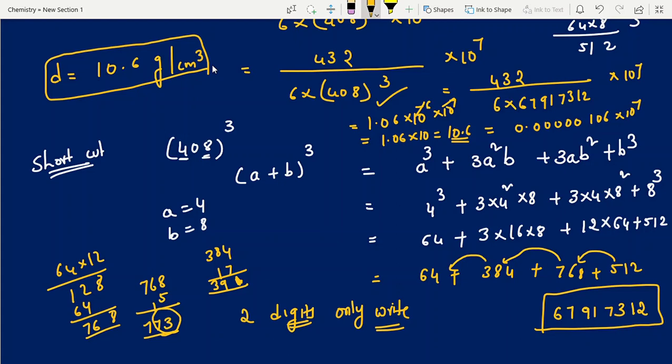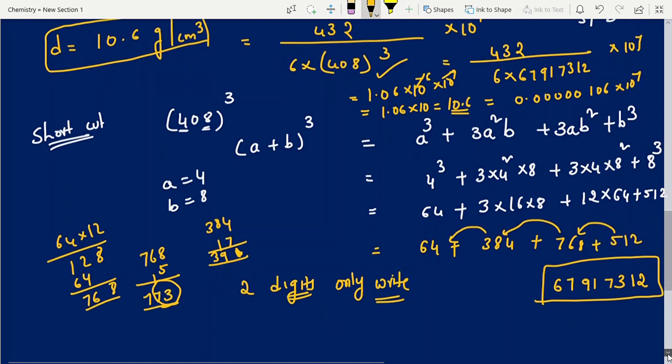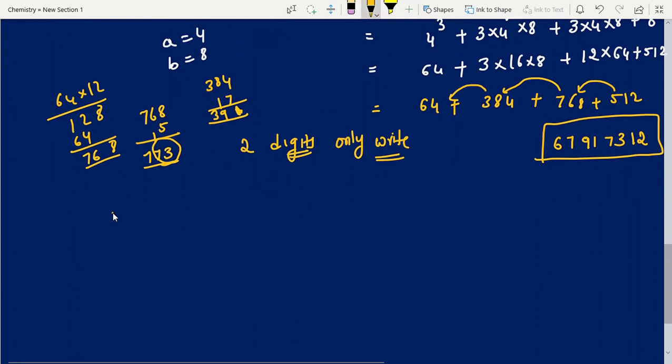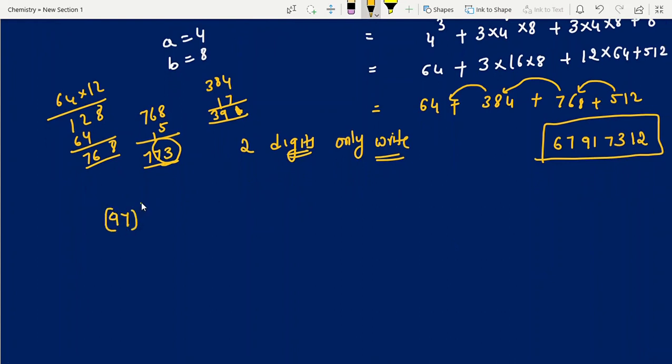Okay, next square also I'm giving one shortcut, everyone try. Sometimes in numerical part we are getting square also. So what is the square? Suppose 97 square you have got. How to do this question? Just 9 square. This is 7 square you can do.